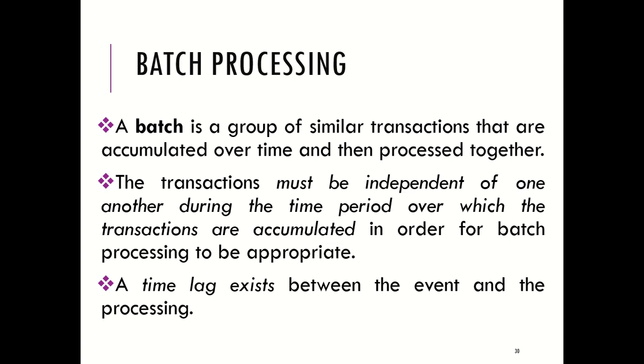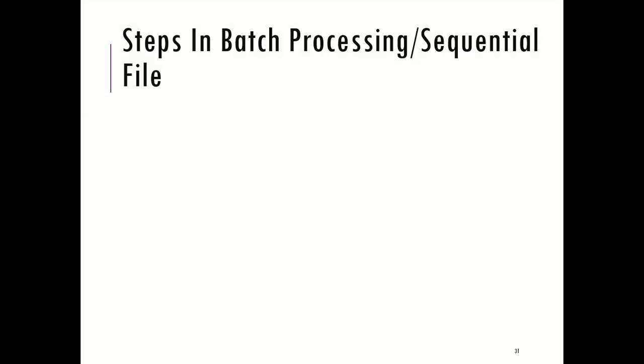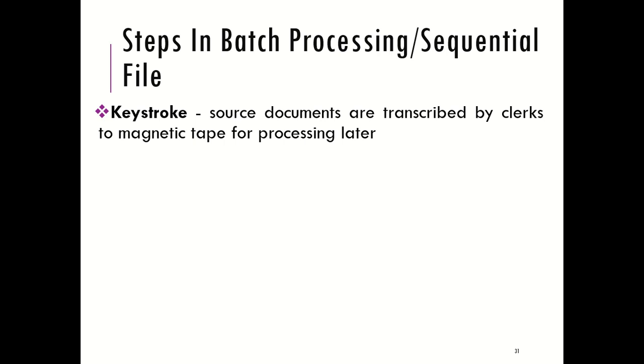In a batch processing system, you have various steps to consider. Number one, we have what is called keystroke. So, what is this keystroke? Keystroke is when source documents are transcribed by a clerk to a magnetic tape for processing later. Like my example earlier, imagine Pure Gold. The records, the receipts, those recorded in their computer, will be captured into one magnetic tape by a clerk.